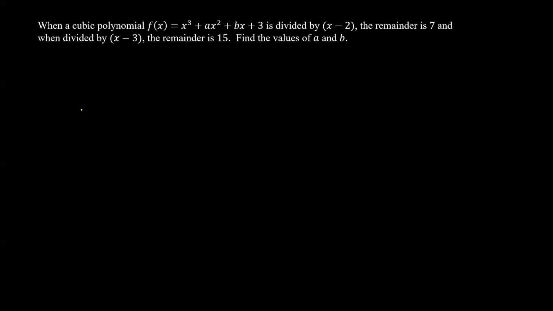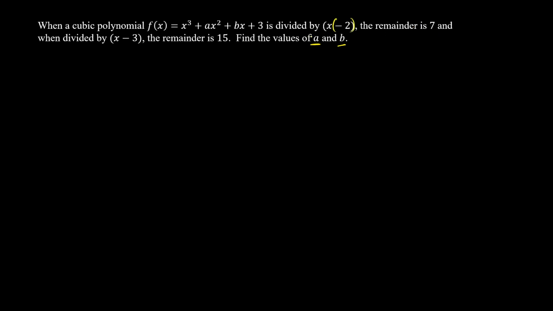All right, let's talk about what we do if you're required to find the values of two variables, right? So A and B. Whenever you have to find two variables, just instantly think that you need a simultaneous equation. So let's see. When a cubic polynomial f of x being equal to x cubed plus ax squared plus bx plus 3 is divided by x minus 2, the remainder is 7. And when it's divided by x minus 3, the remainder is 15.